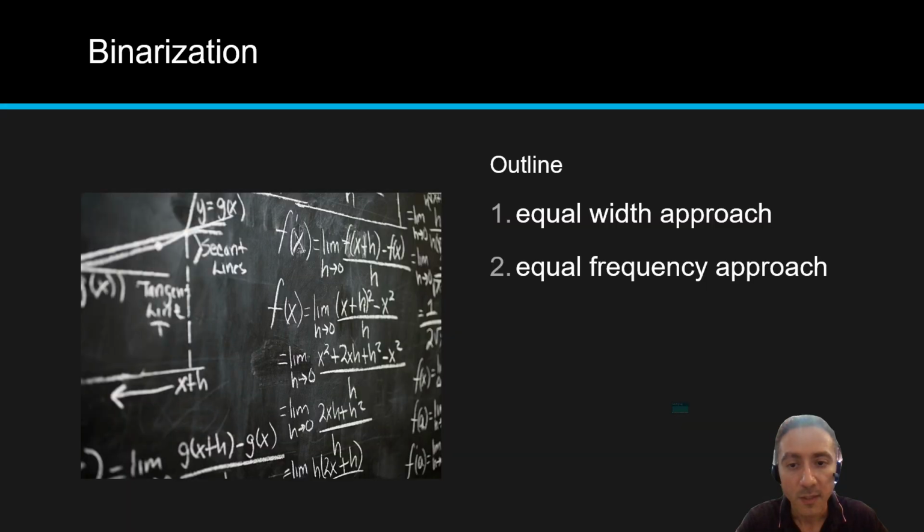I hope now you have a good idea about the difference between equal width and equal frequency on the example of binarization that we have applied earlier.